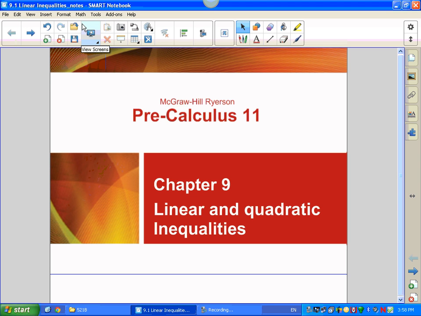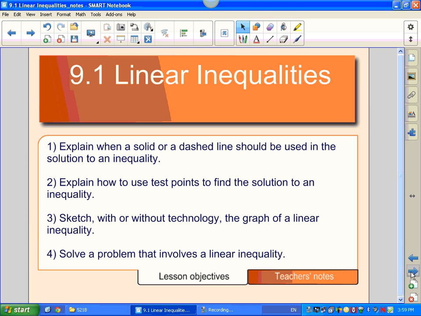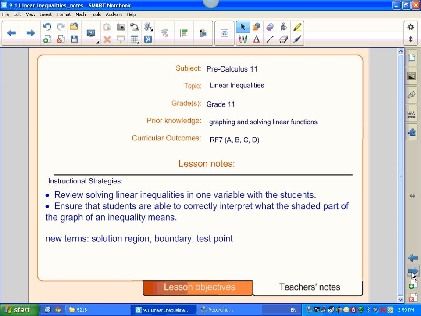This lesson is on linear inequalities, and it is section 9.1 of the McGraw-Hill Ryerson Pre-Calculus 11. The following are a list of things that we expect you should be able to do by the end of the lesson. We are covering RF7, and I would encourage you to stop, pause the video, rewind, do a question, and then catch back into the video to see what the answers are, so as to be an active participant in the learning. We are looking at outcome RF7, as I said, and that looks also at graphing linear functions.